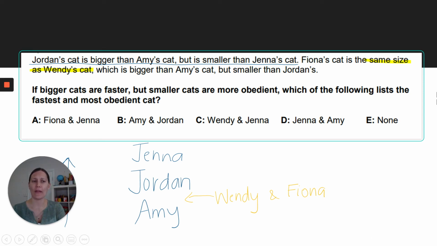Okay, so we've got that Fiona's cat and Wendy's cat are the same size, and they happen to fit in here between Amy and Jordan.